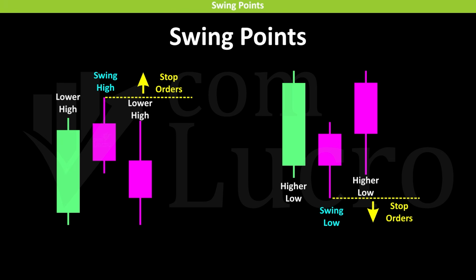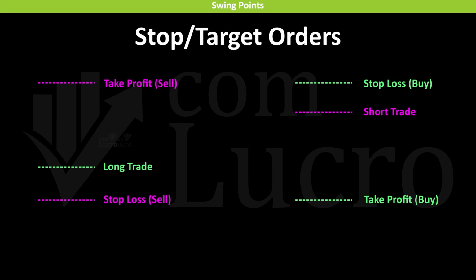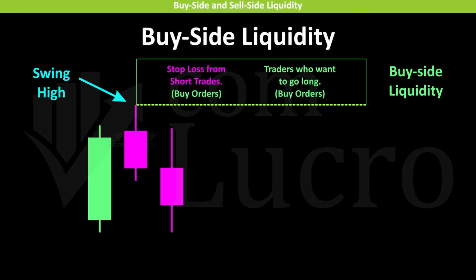Swing points are important because of how traders place their orders. Many retail traders set their stop orders just above swing highs or just below swing lows. As a result, liquidity tends to accumulate around these areas. In a long trade, both the stop loss and the take profit are sell orders. In a short trade, both the stop loss and the take profit are buy orders. This relationship between order flow and trade direction leads directly to the concepts of buy-side liquidity and sell-side liquidity. Above a swing high, there is a large concentration of buy stop orders.